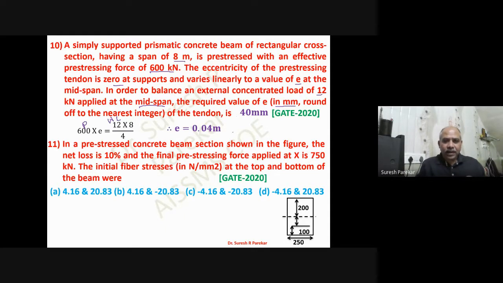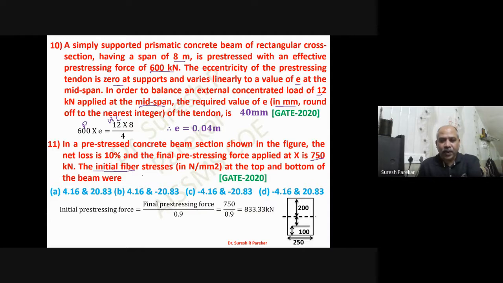Then 10% loss is given, and after the 10% loss we have 750 kilonewton, and we are interested to find the initial force. So we can find it as 750 upon 0.9, that is the final pre-stressing force upon 10% reduction, so 0.9, which gives me 833.33 kilonewton.